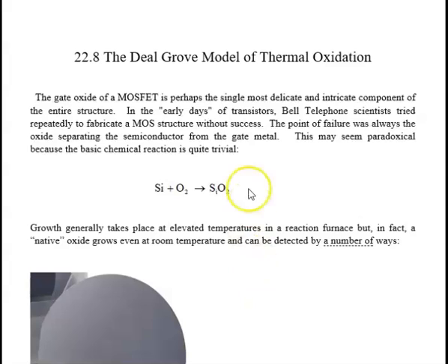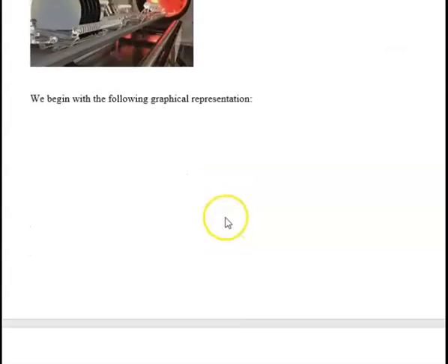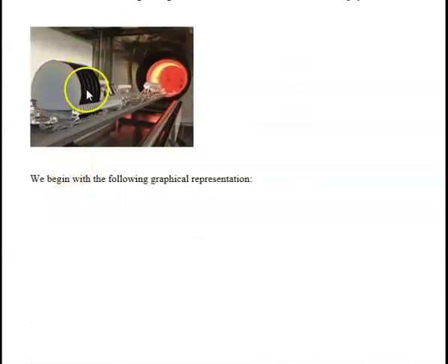Okay, so this is a continuation of our discussion of the Deal-Grove model. Here we see wafers which are being loaded into a thermal oxidation furnace, kept at over 1,000 degrees. The range is somewhere from 900 to about 1,100 centigrade. So let's look at the following. This is kind of a rough cartoon of what's going on here. The ambient temperature, that's when they're out here.